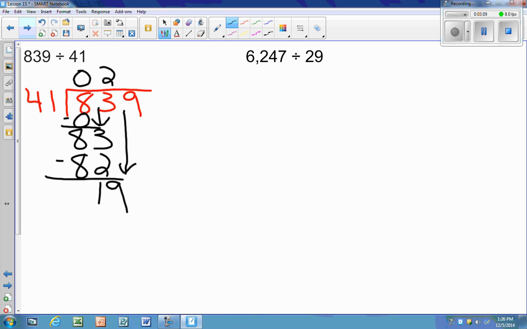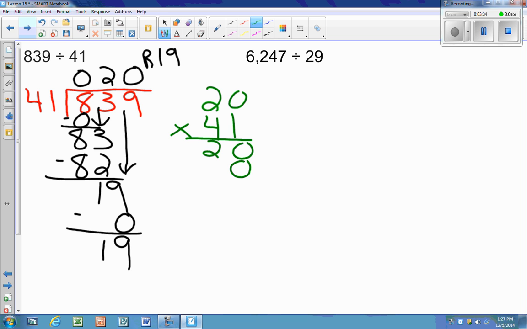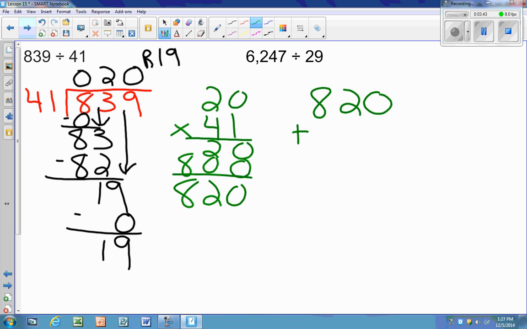And this is where it gets confusing for some people. So how many times can 41 go into 19? Because I did bring a number down. Well, it goes in 0 times, so I put a 0 up there. And I subtract. There's no numbers to bring down, so I now know that that is my remainder. Now I'm going to do a check on the side. I take my quotient and multiply it times my divisor. And then I add my product and my remainder. And I get my dividend, so I am correct.